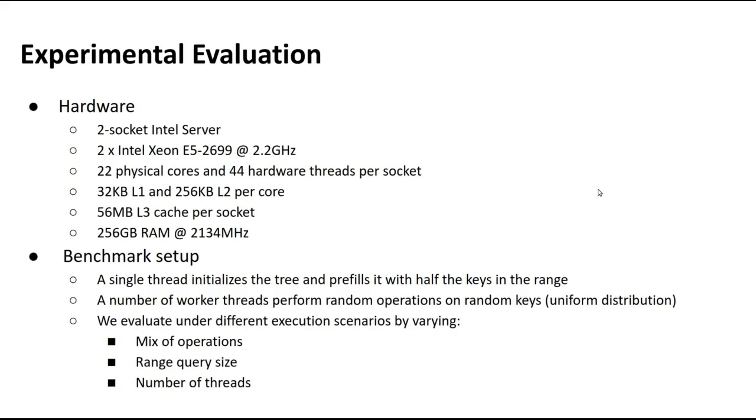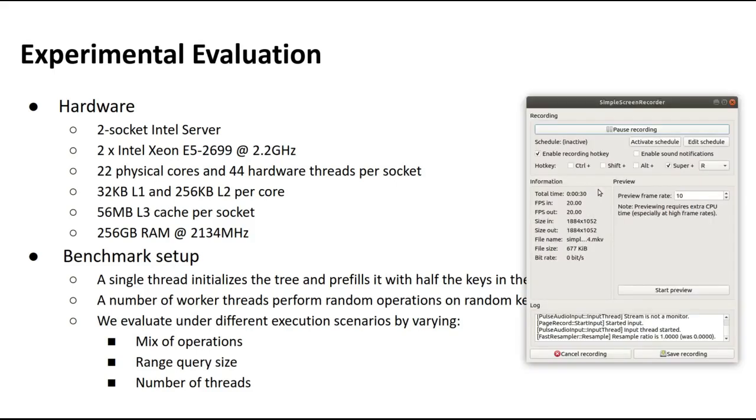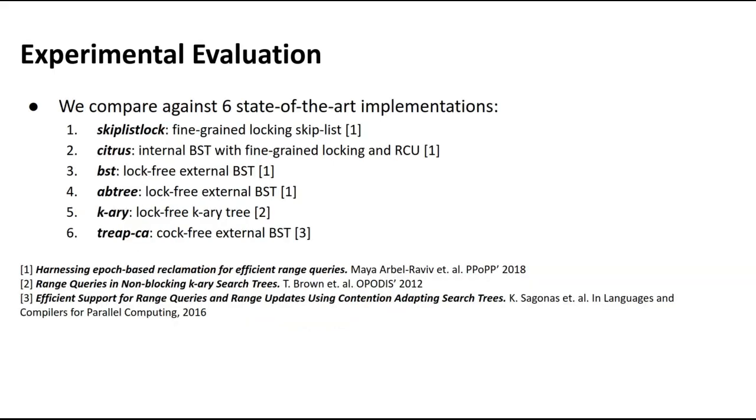In our experimental evaluation, the hardware that we used was a two-socket Intel server with 2 Xeon processors and a total of 88 hardware threads. Our benchmark is a typical data structure benchmark where a number of worker threads perform random operations on random keys, and we evaluate our implementations under different execution scenarios by varying the mix of operations, the range query size, and the number of threads. We compare against 6 state-of-the-art implementations, which are shown here.